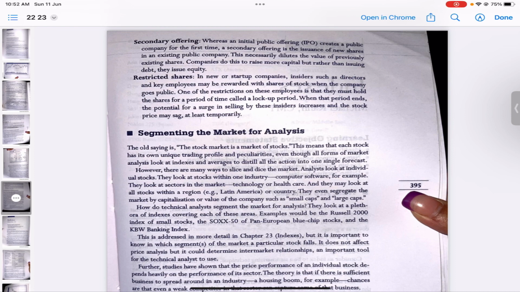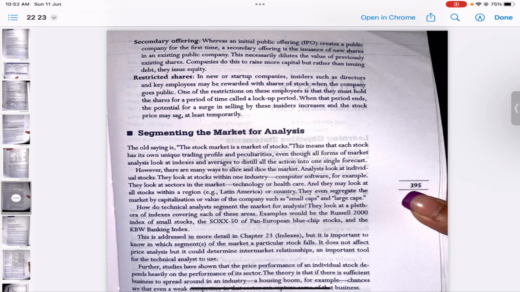The last concept is restricted shares. In new or startup companies, insiders such as directors and key employees may be rewarded with shares of stock when the company goes public. So that's what they say when they use the term promoter shares. So promoter shares or restricted shares are those shares which are reserved for the company itself. So they are not traded in the markets, they are kept with the company itself for a lockup period. When that period ends, the potential for a surge in selling by these insiders increases, right?